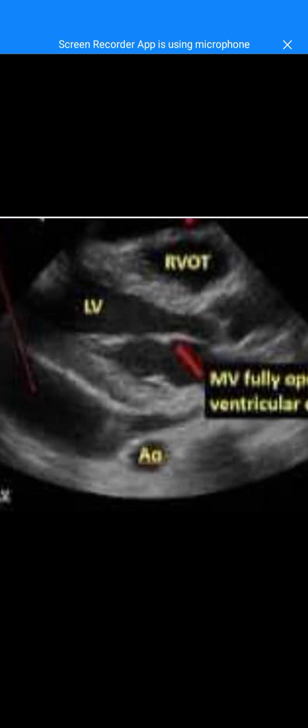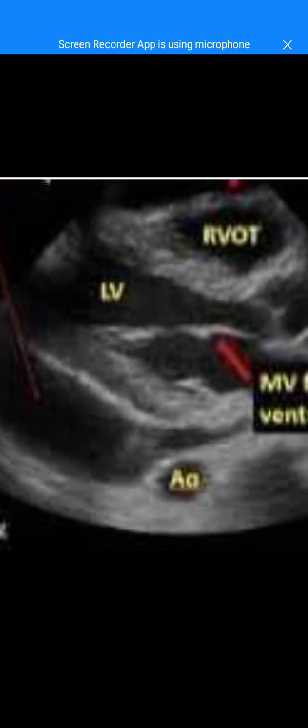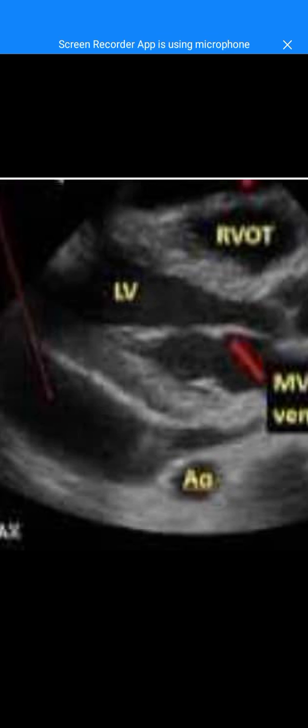Now, how do you differentiate? We have to look at the anatomy of the heart in this parasternal long axis view. We know that posterior to the posterior left ventricular wall is a bright echo. That bright echo is the pericardium.